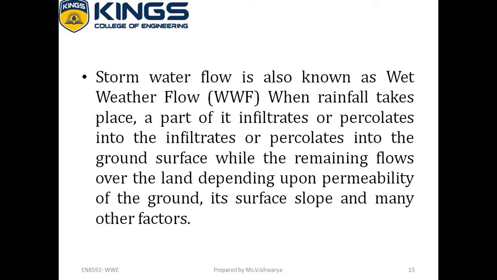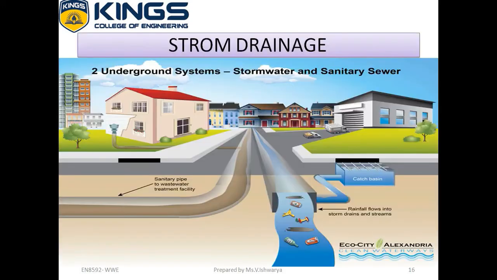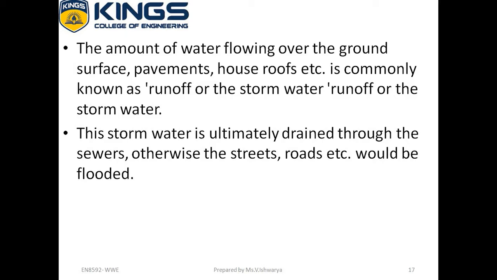When the rainfall takes place, a part of the water may infiltrate into the ground and the remaining part flows over the land. If we are not draining it properly, it will result in flooding. This rainwater comes from the ground surface, pavement and roof surface. This is commonly known as runoff, stormwater runoff, or just stormwater.